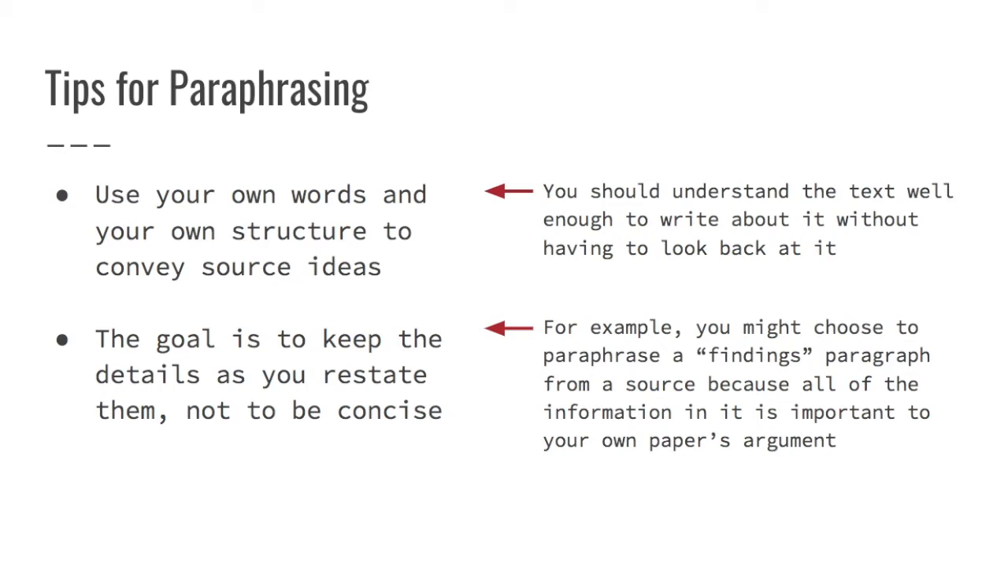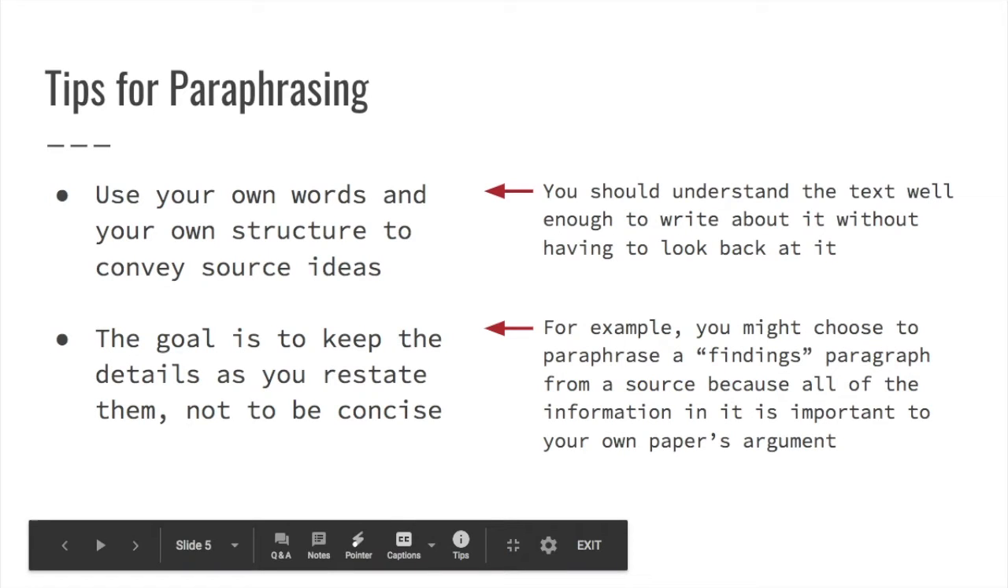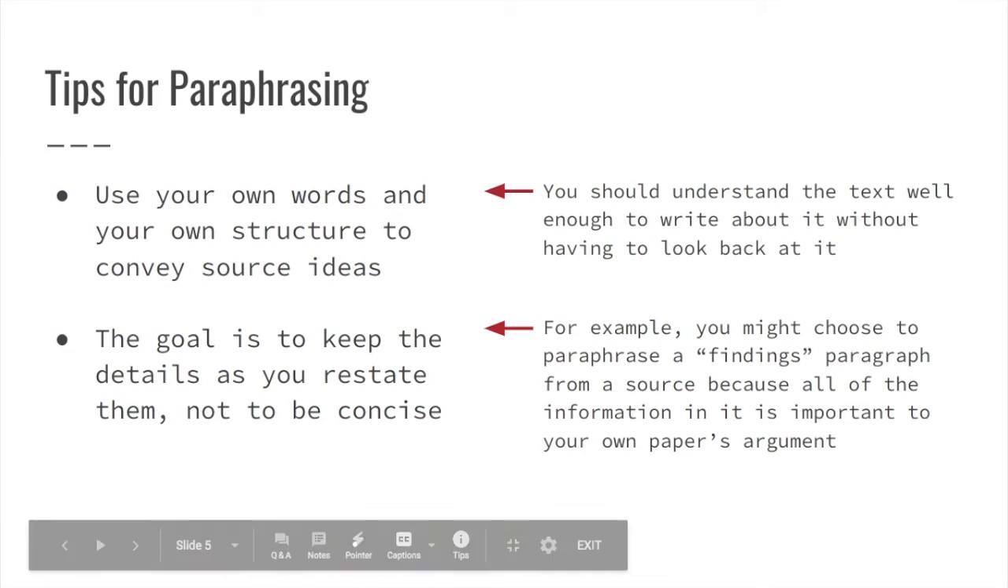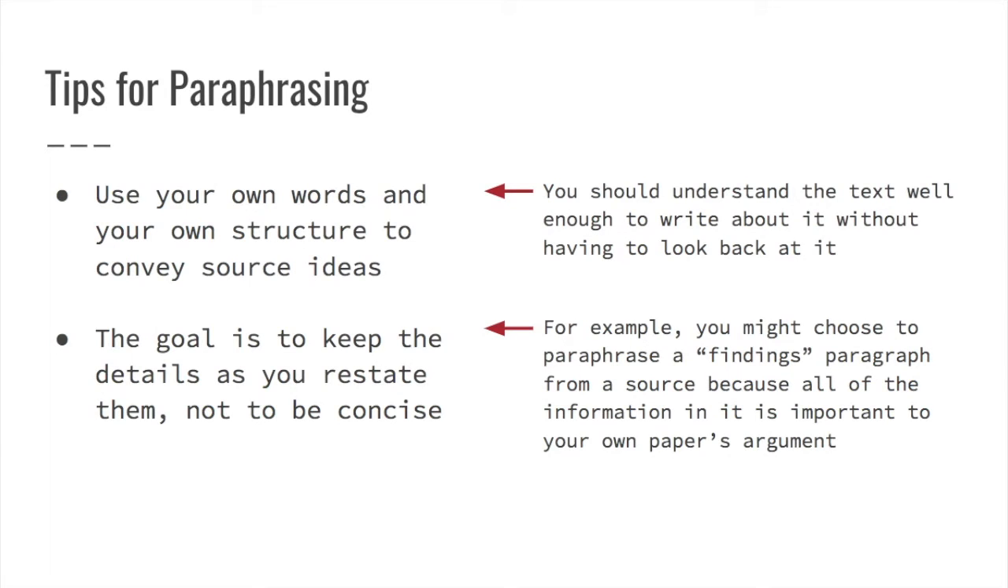So the best thing you can do for that is to make sure you understand that text well enough to be able to put it off to the side and write about it without looking back at it. That can help ensure that you are using your own words and your own structure and not borrowing too closely and getting into those fine lines of potential plagiarism. Also with a paraphrase, in addition to using your own words and your own structure, you want to try to keep the details as you restate what that piece is talking about.